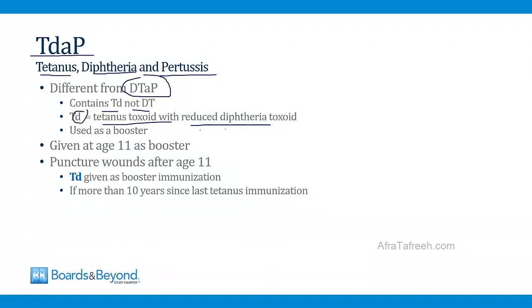And because it has less diphtheria content, it's used only as a booster, not as an initial vaccination. In children who have received the full series of DTaP vaccines, at age 11 they need a booster, but the booster doesn't need as much diphtheria toxoid content, so there's less in Tdap, and that leads to less side effects.